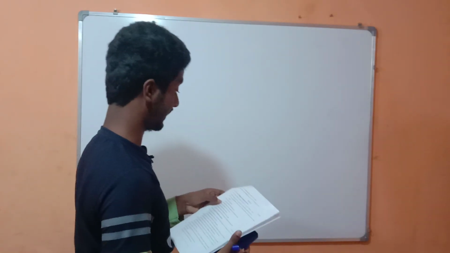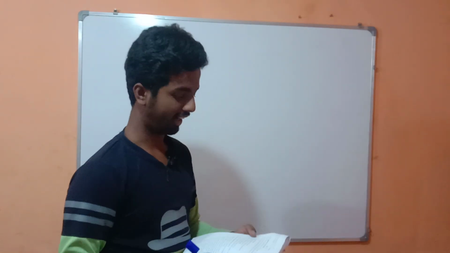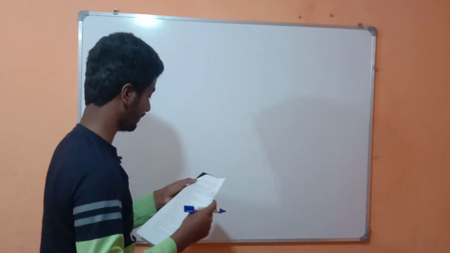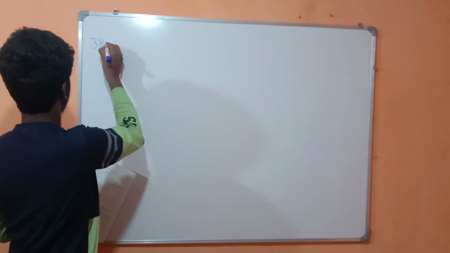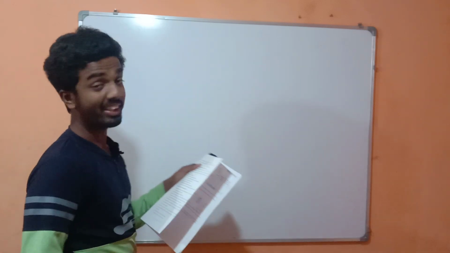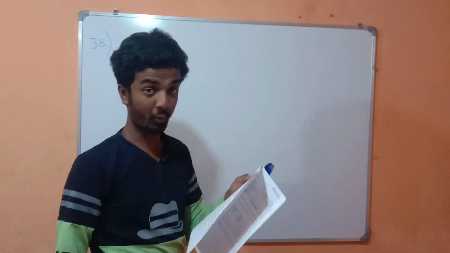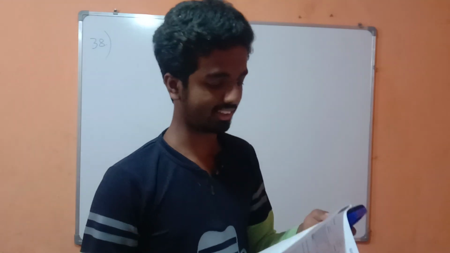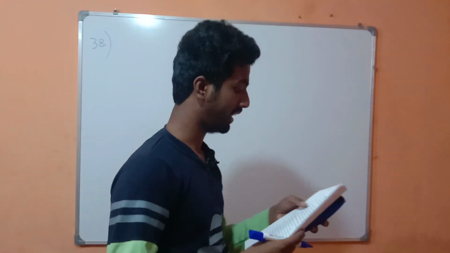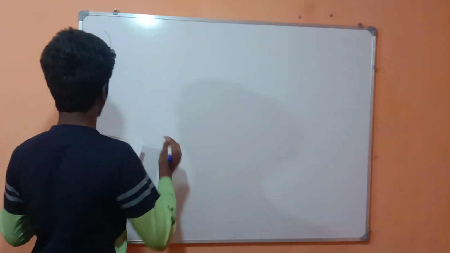Let me move to the 38th question. It is the last question of 3 marks, children. 38th question: define the terms amplitude, frequency and wavelength of the wave, children. It's asked from the waves chapter. Let me define one by one.